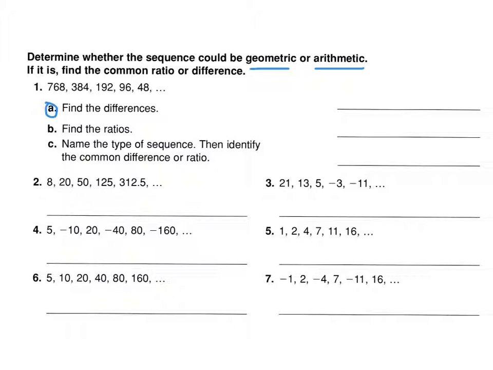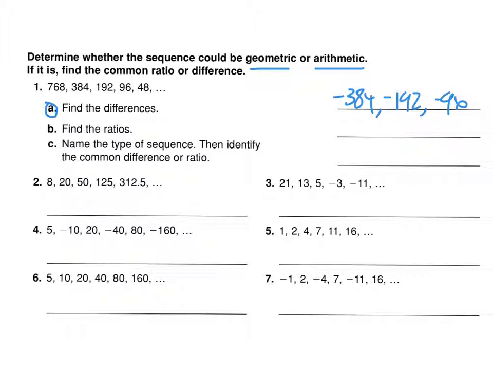I did a little subtracting. I did 384 minus 768, and I got negative 384. And then I did 192 minus 384, and that was negative 192. And then I did 96 minus 192, and I got negative 96. These are obviously different values. So that tells me that this sequence is not arithmetic.